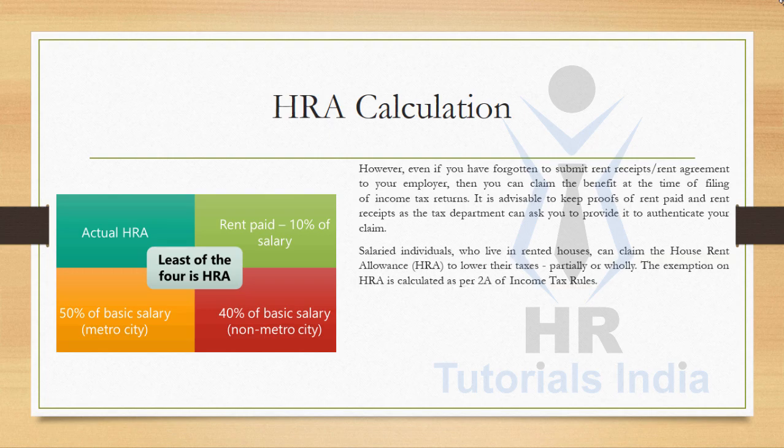Salaried individuals who live in rented houses can claim the House Rent Allowance (HRA) to lower their taxes, partially or wholly. The tax exemption on HRA is calculated as per Rule 2A of the income tax rules, which means individuals who work in a company and take salary for the work done, and live in a rented house, can claim the House Rent Allowance (HRA) to lower their taxes, partially or completely. The tax exemption of HRA is calculated as per Rule 2A of the income tax rules.